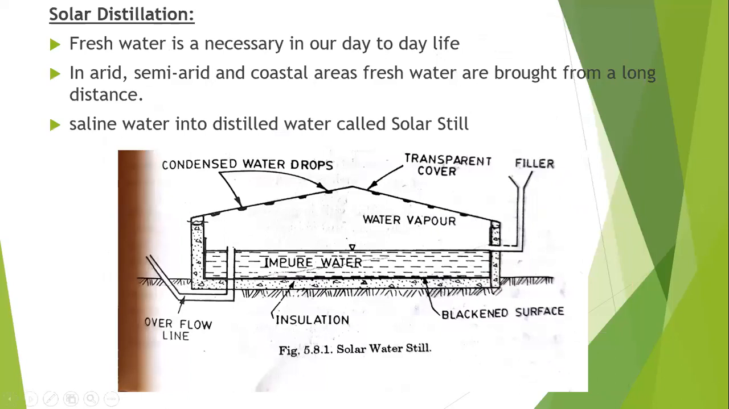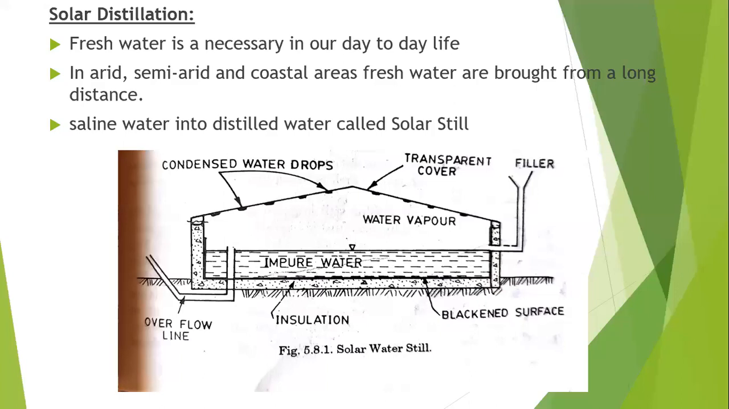Next topic is solar distillation. Actually, fresh water is a necessity to sustain life, and it is also a key to man's prosperity. It decides man's prosperity also.